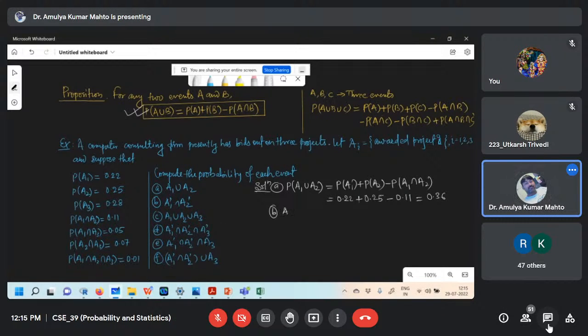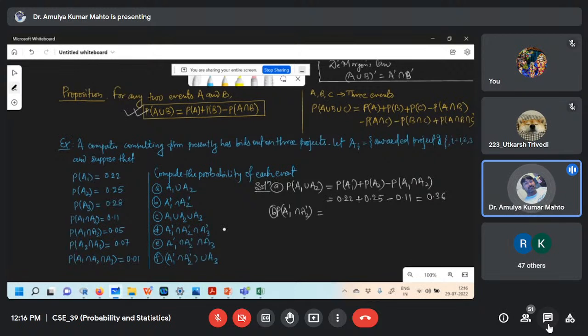B. A1 dash intersection A2 dash. So we need the probability of this event. I'm giving you one formula, what we call De Morgan's law. A union B dash equal to A dash intersection B dash. This is the formula.